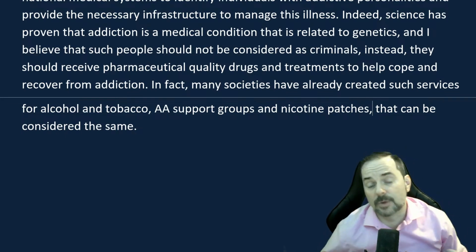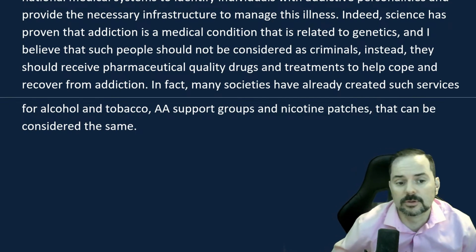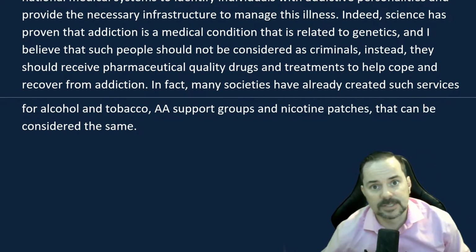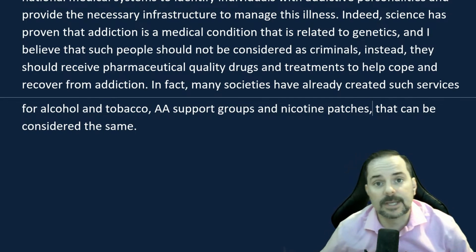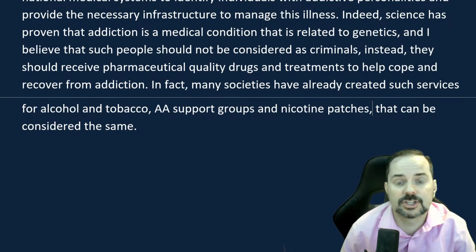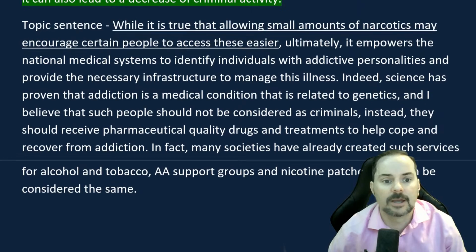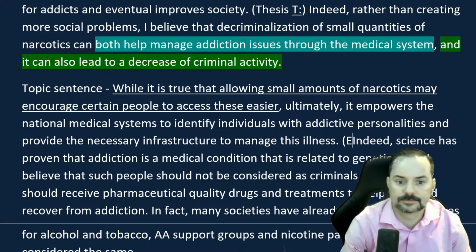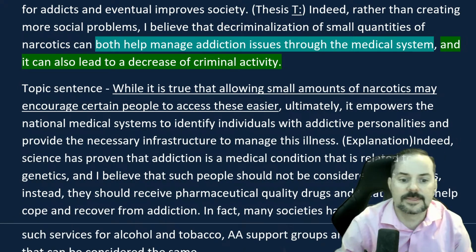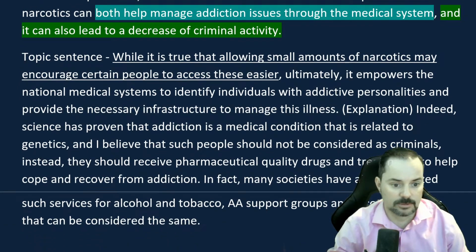So in societies where alcohol is allowed, which is a big part of the world, there are support groups for people who are addicted to alcohol. For societies where people smoke cigarettes and they try to quit, they can go to the pharmacy and get themselves a nicotine patch to help them quit, right? So that would be my example here, okay? So topic sentence, then my explanation, and then my example.